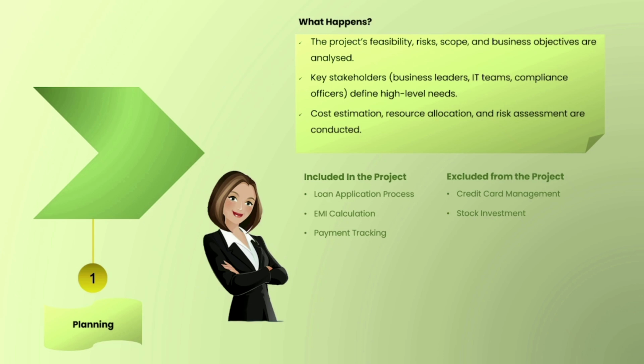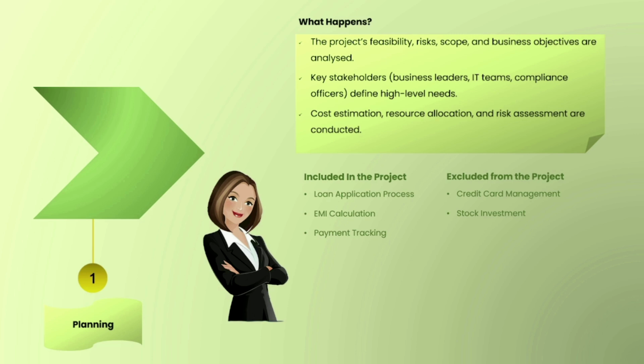Apart from that, cost estimation also takes place. Then resource allocation, meaning how many resources are required throughout the project, how many developers, how many testers, such things are discussed. And the risks involved during the project are also assessed during this planning phase. So it is all about high level meetings and everything gets discussed. Once it gets discussed, then we will move to the next stage.